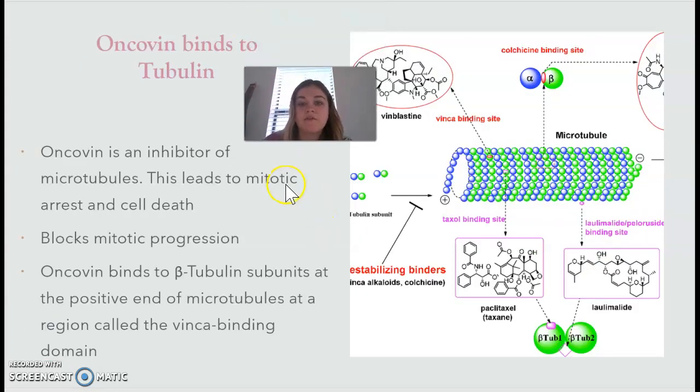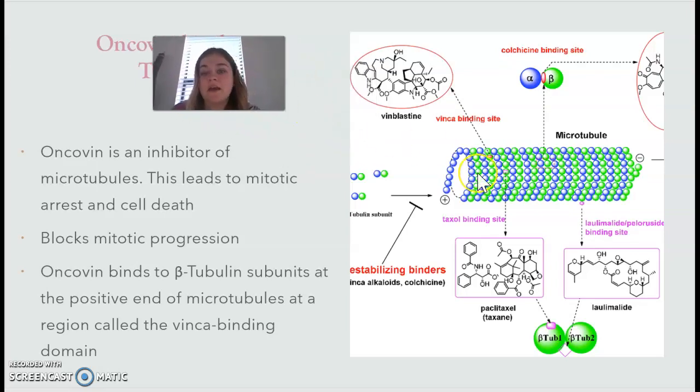So how is Oncovin binding to tubulin? It is an inhibitor of microtubules, so it directly inhibits microtubules. That's its main sort of prey that it goes after when you take this drug. This leads to mitotic arrest and cell death. So that's sort of the main purpose of taking the drug. So it blocks mitotic progression, and it binds to beta tubulin subunits at the positive end of microtubules at a region called the vinca binding domain.